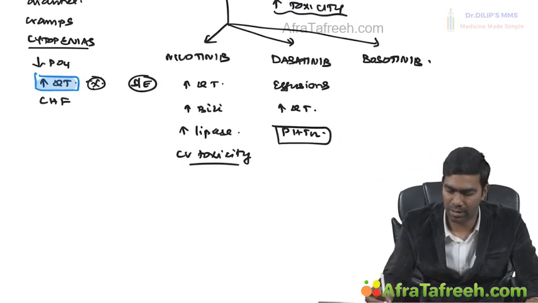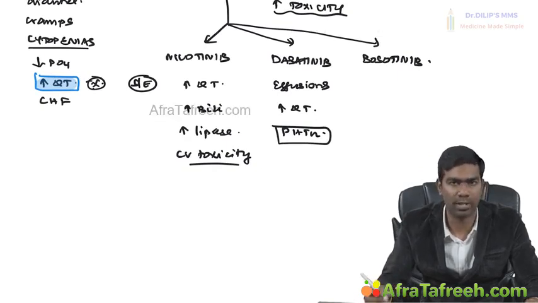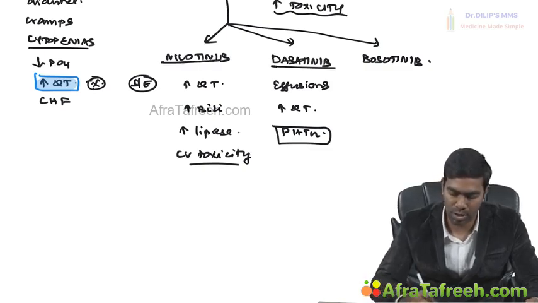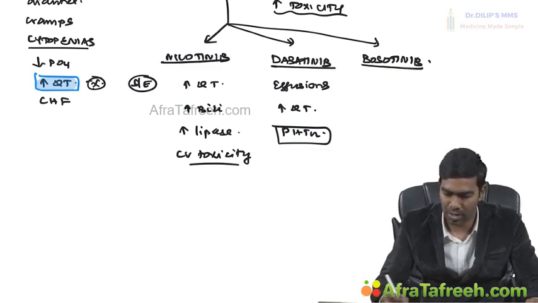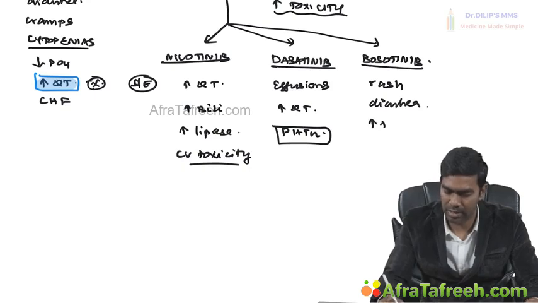And bosutinib, bosu means this is B-O-S-U. It looks like a O here, that's why I'm telling you, B-O-S-U-T-I-N-I-B. Bosutinib's side effects are very simple. They are going to produce rash, diarrhea, and increased liver enzymes like SGOT, SGPT.